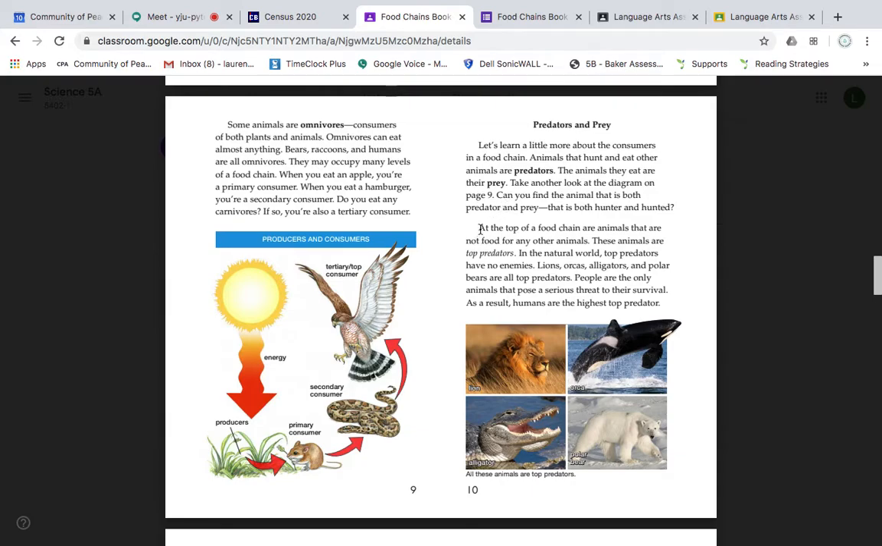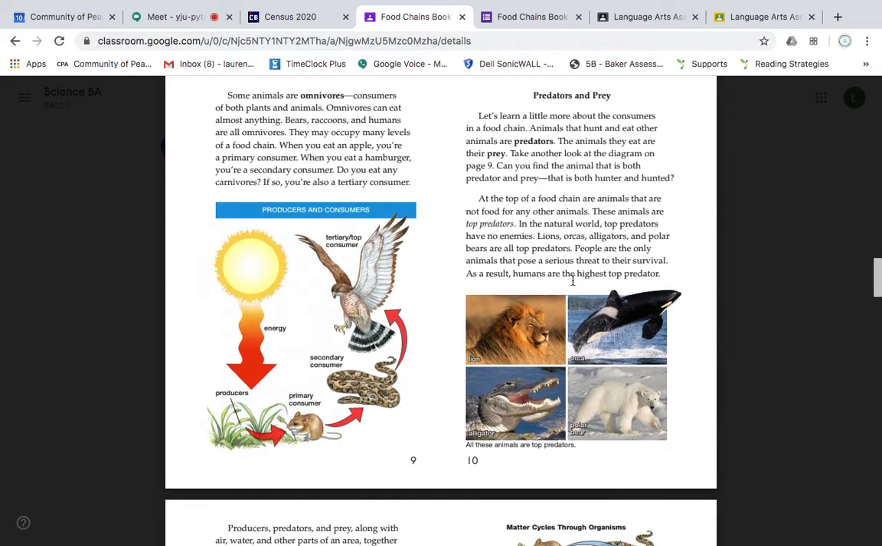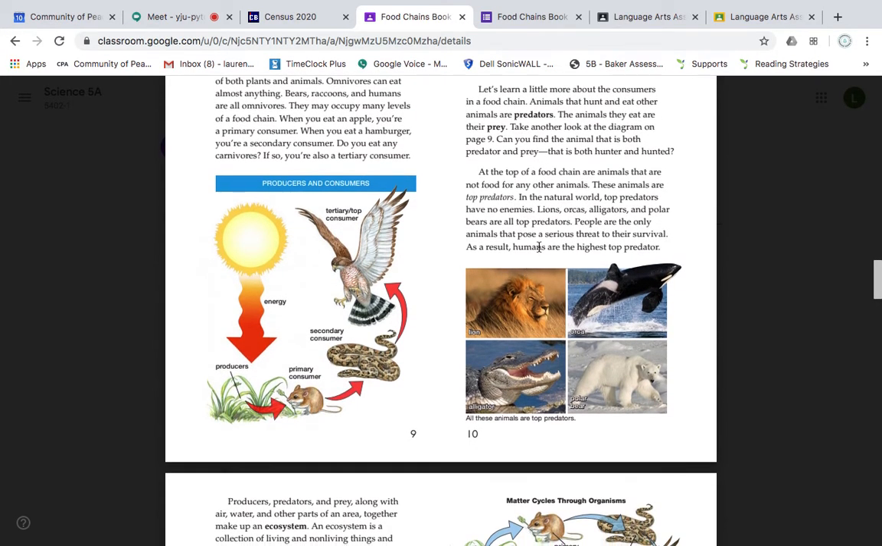At the top of a food chain are animals that are not food for any other animals. These animals are top predators. In the natural world, top predators have no enemies. Lions, orcas, alligators, and polar bears are all top predators. People are the only animals that pose a serious threat to their survival. As a result, humans are the highest top predator.